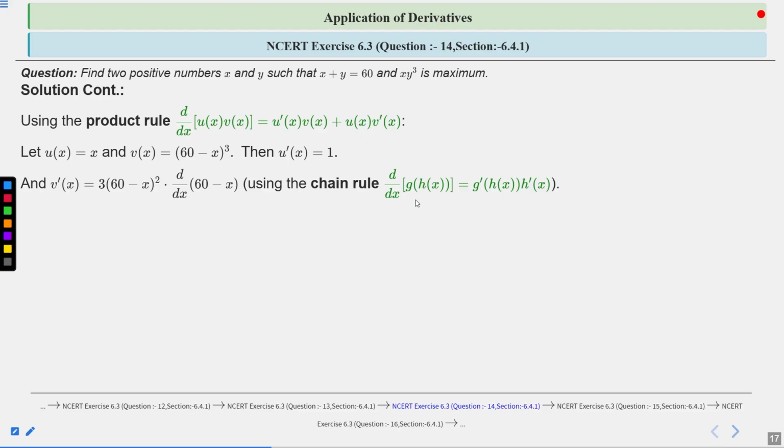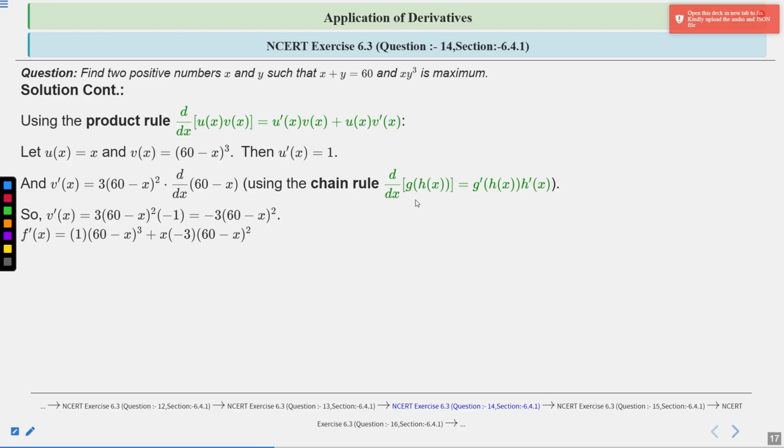Now using the chain rule, which is d upon dx of g(h(x)) is equal to g dash (h(x)) into h dash x, v dash x is equal to 3 times (60 minus x) whole square into minus 1, which is equal to minus 3 into (60 minus x) whole square.